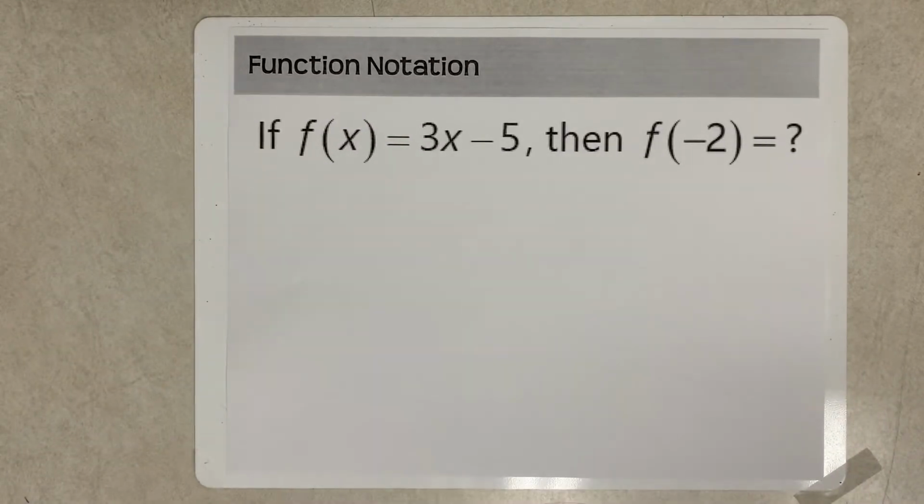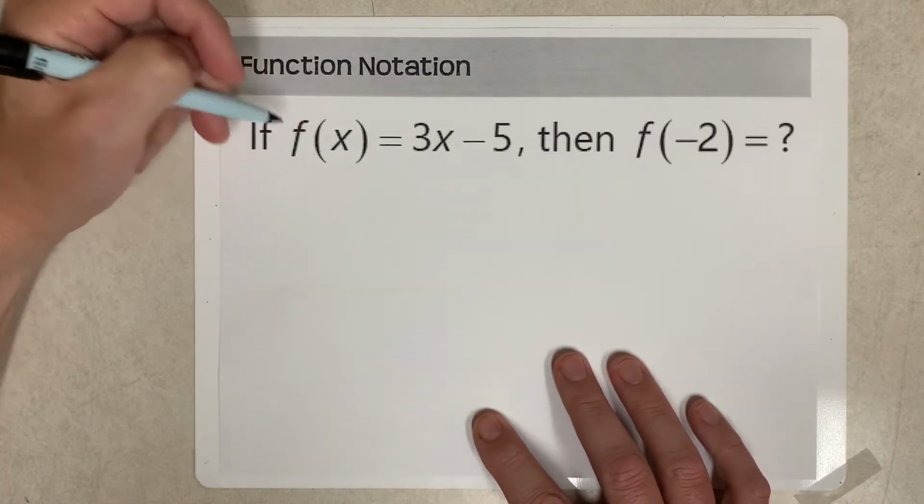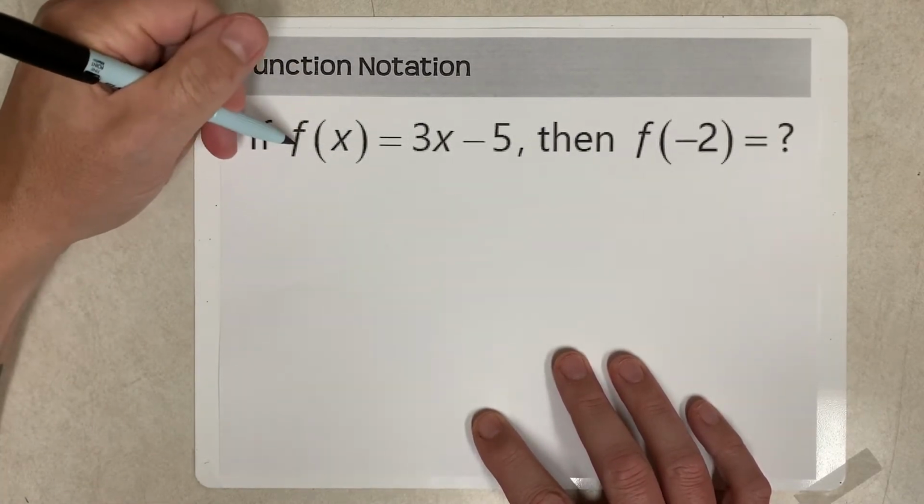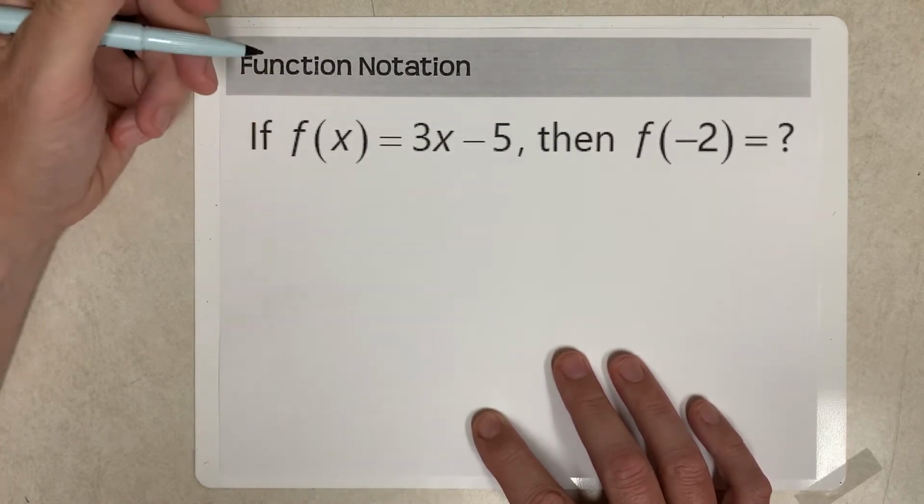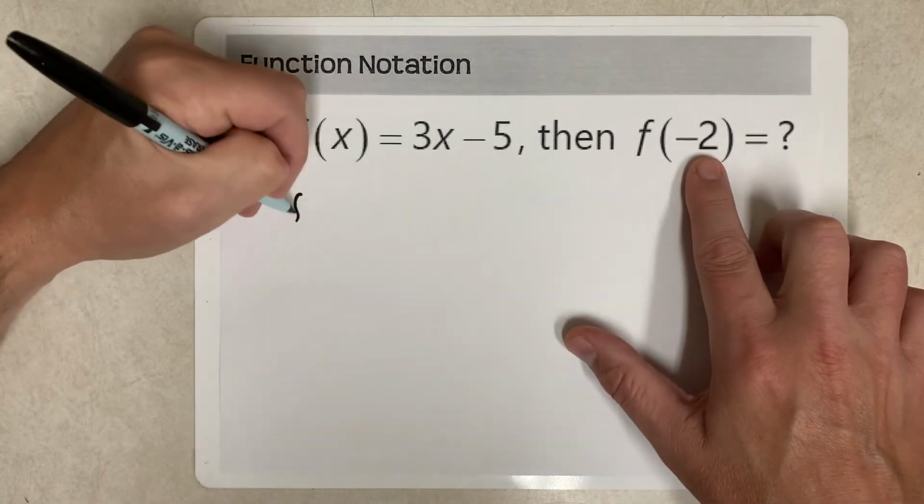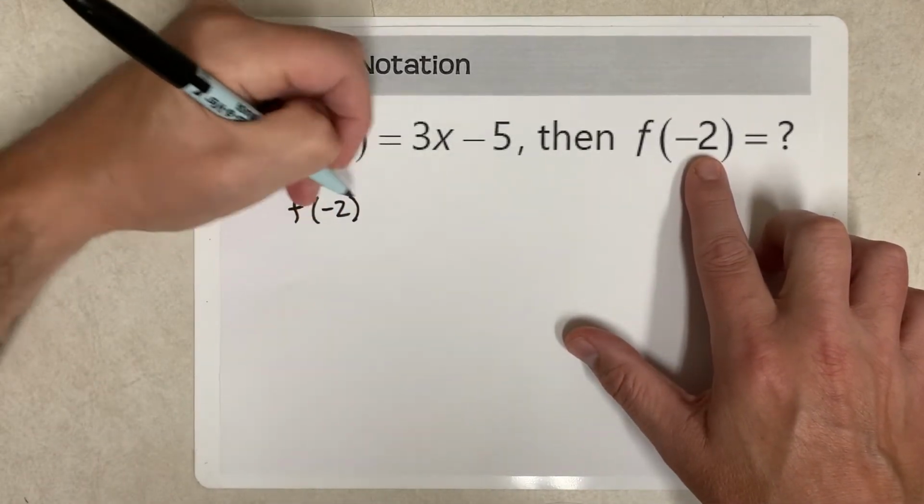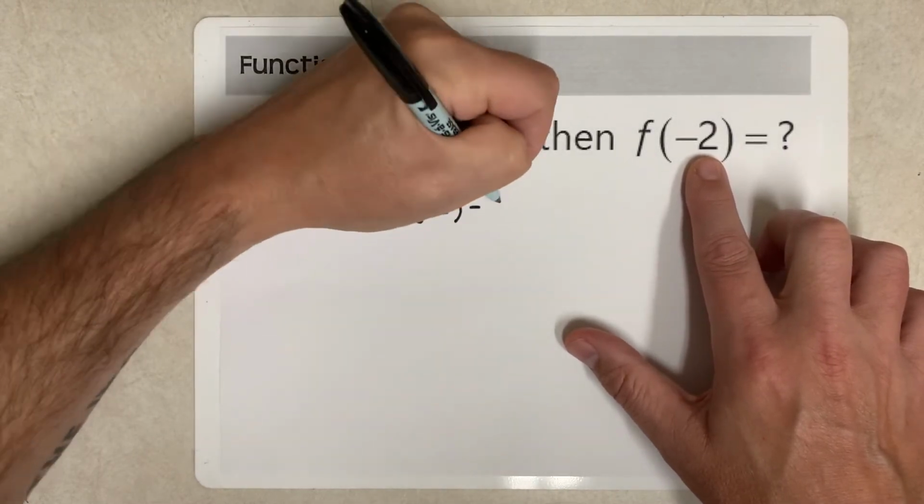So we have another linear function. And I like to use f of x as much as possible, but you could use anything. You could use g of x or a of x. You're going to see all kinds of stuff. V of x for volume, all kinds of functions. All right, this time I have -2. So f of -2 is equal to 3 times -2 minus 5.